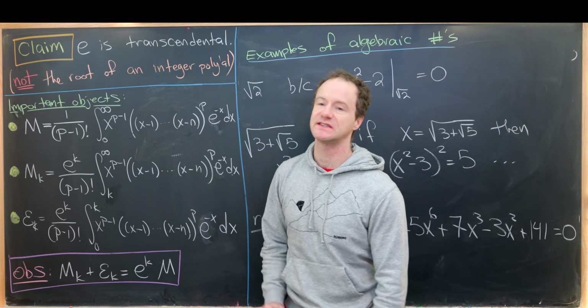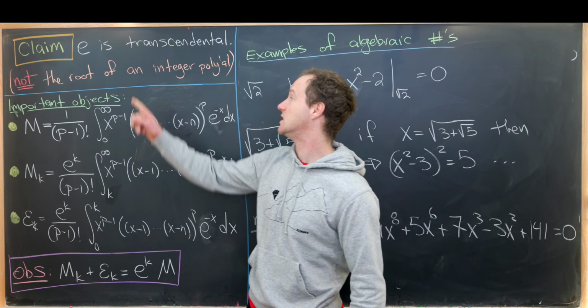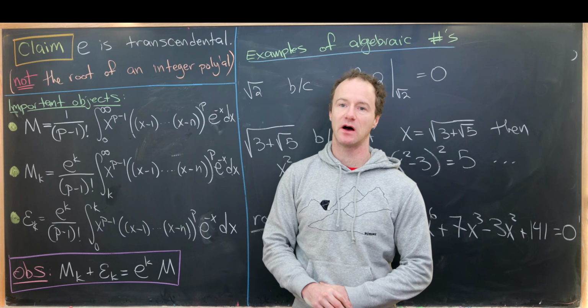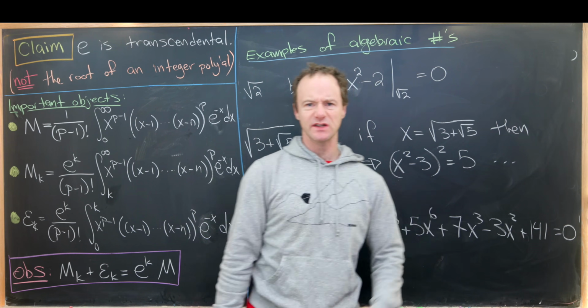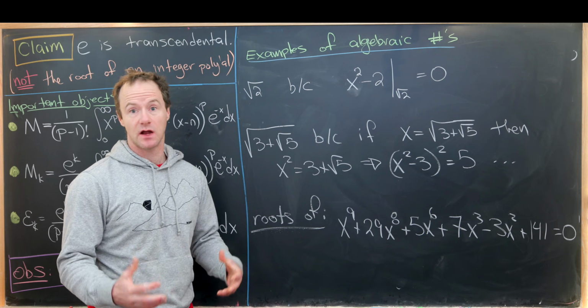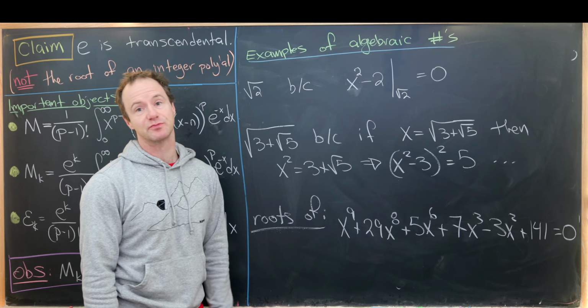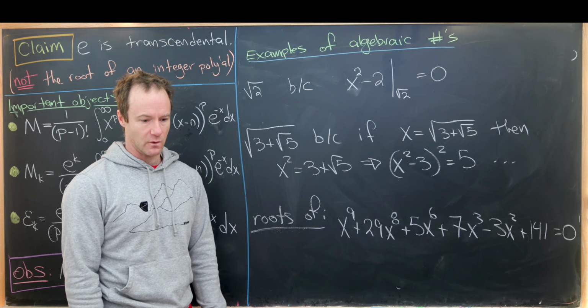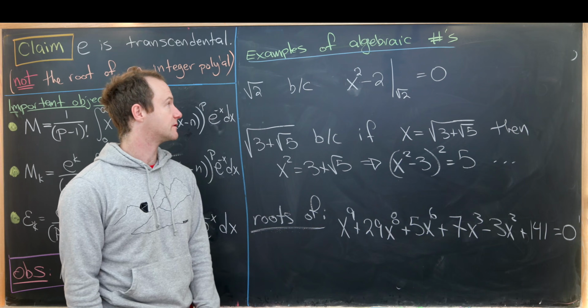What do I mean by a transcendental number? I mean that it is not the root of an integer polynomial. So let's look at some examples of some numbers that are not transcendental. In other words, they are algebraic, just to give us a feel for the importance of this proof.